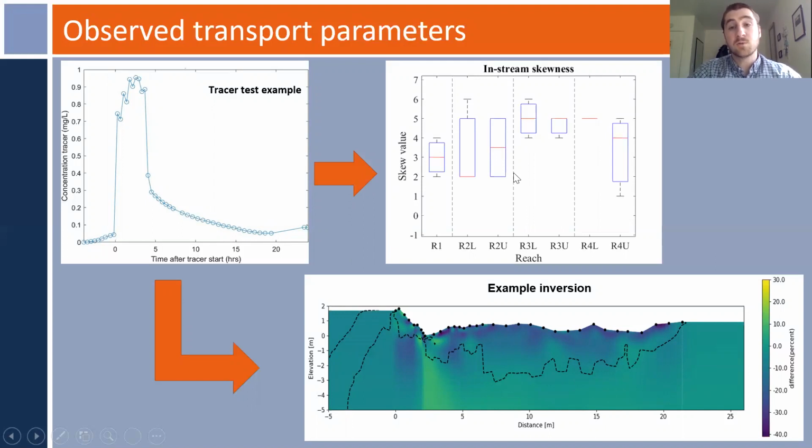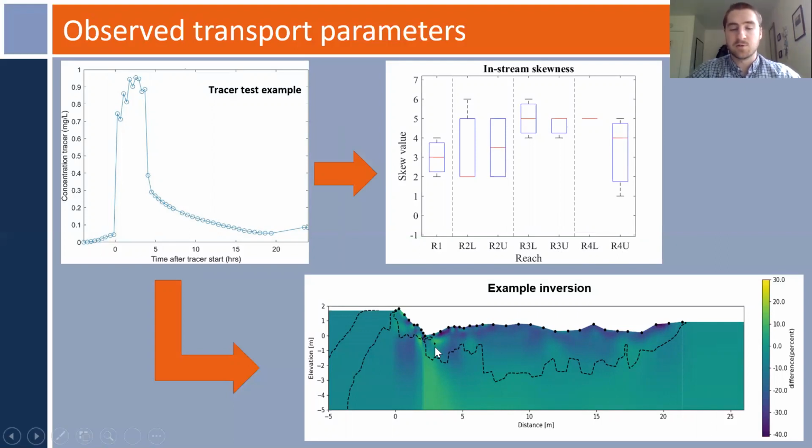So overall, skew increases with increases in complexity, delineated by our reach numbers here: reach 1 being single channel with no logjam, reach 4 having multiple channels and multiple logjams, and the other reaches being in between those. So skew increases, and this suggests that complexity increases hyporheic exchange flow in streams.